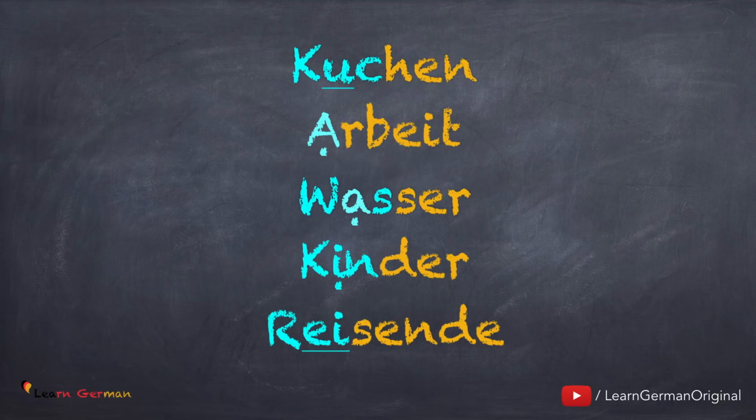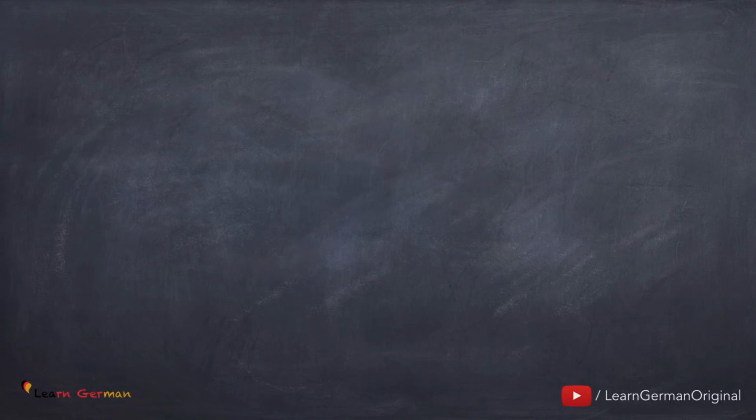Once again, Kuchen, Arbeit, Wasser, Kinder, Reisende. Do remember, the underline means the vowel is longer, whereas the dot means it's shorter.